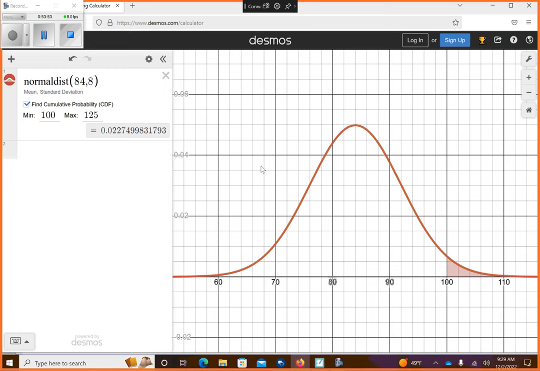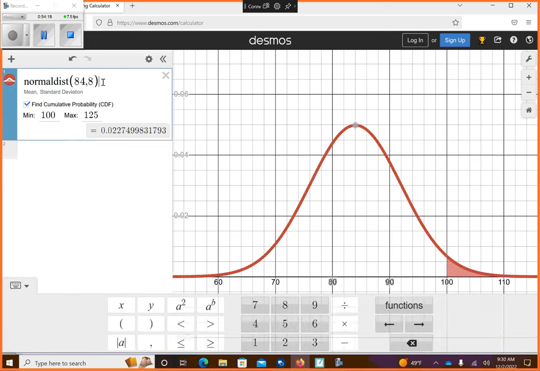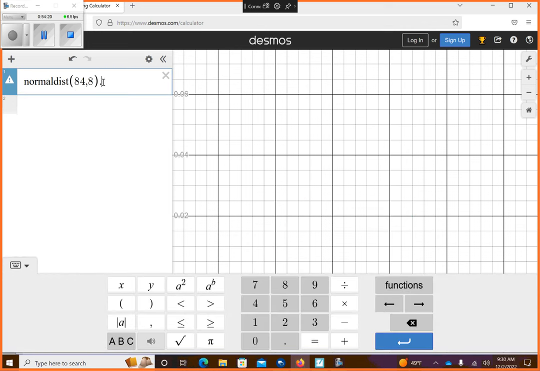All right, then it says number 4, approximately 4% of glucose measurements produce results that are symptoms of low blood sugar. What glucose level is a cutoff for the lowest 4%? So think about this. 4% have a really low blood sugar level. So I want to find my area under the curve. So inverse norm or inverse CDF.